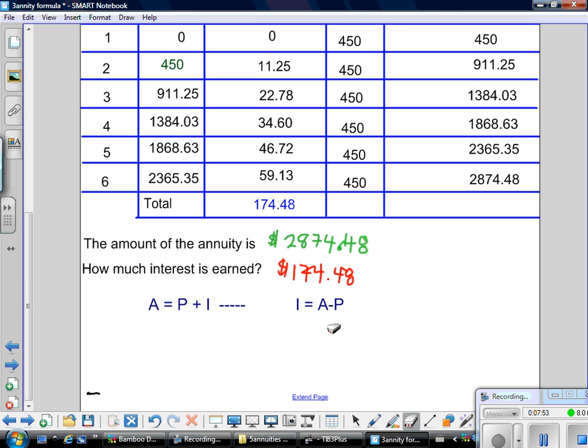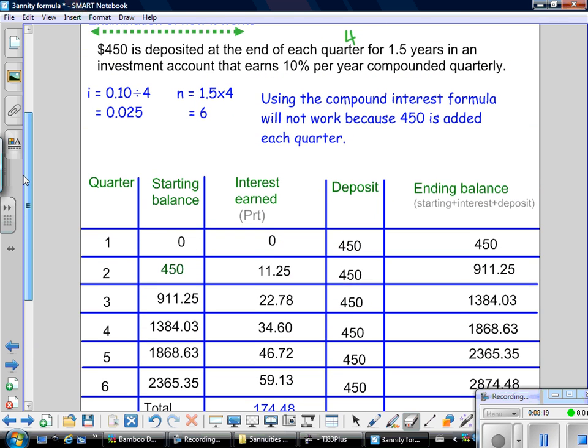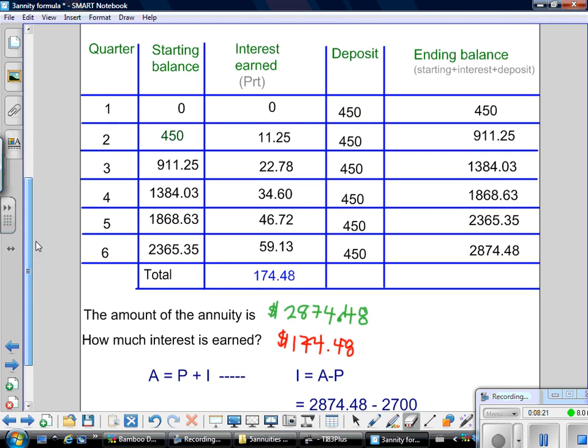Well, what was our principal? Well, that would be if I added the $450 six times. And if we do that, you can see that we end up with the $2,874.48 minus $2,700. And when we do that, we also get our $174. Okay, obviously, that table was only for a year and a half. So you can see that if I was investing something for even 5 years and I kept depositing money into it, I would have quite a long table and it would take a long, long time.